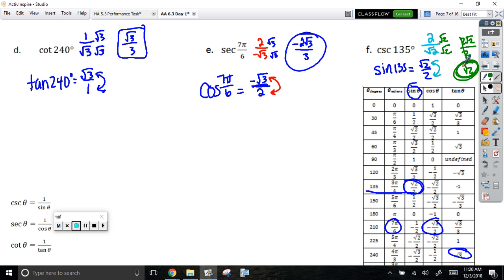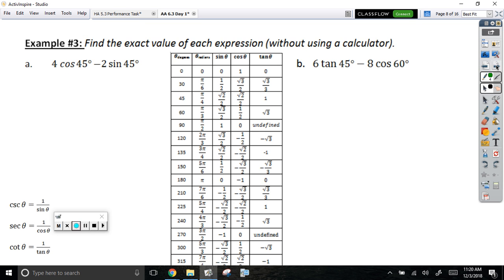Now on the back, we're actually going to apply some operations with these. So we may be adding, subtracting, multiplying. All right, so what operations do we see going on here? We see subtraction, right? What's going on between these two terms? Multiplication. You're still following the order of operations, which is that multiplication will come first. We need to multiply these two things together first, and then we will subtract them.